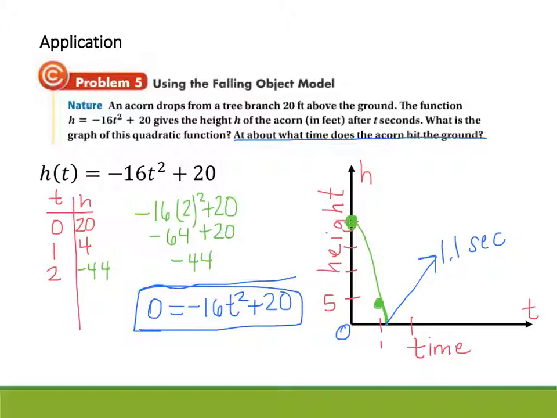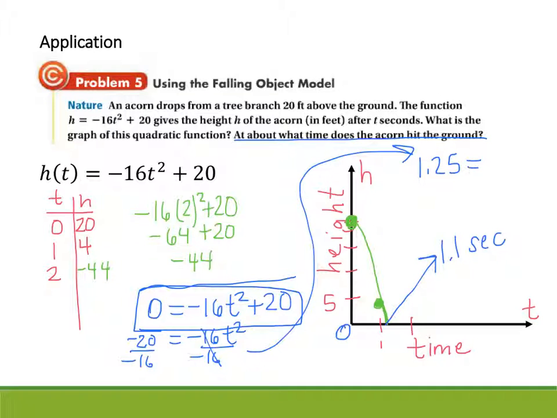I'm going to subtract 20 from both sides, and that would give me negative 20 equals negative 16t squared. Then I'm going to divide both sides by negative 16. And I'm going to come up here and write this because I'm running out of room. So negative 20 divided by negative 16 is 1.25. So 1.25 is equal to t squared.